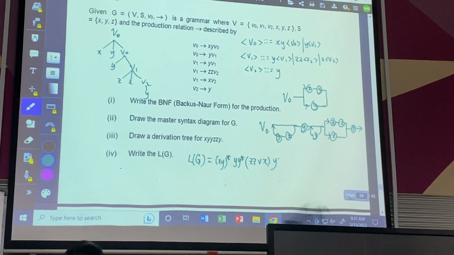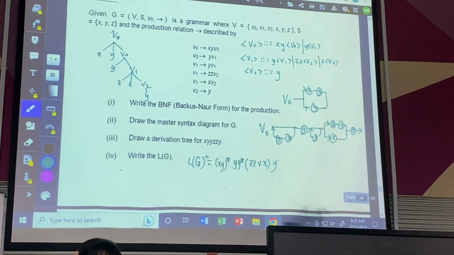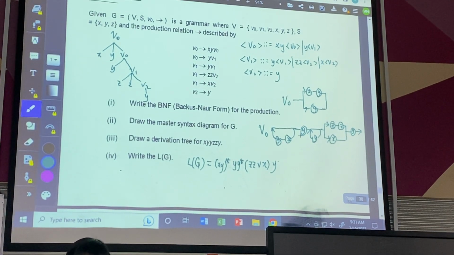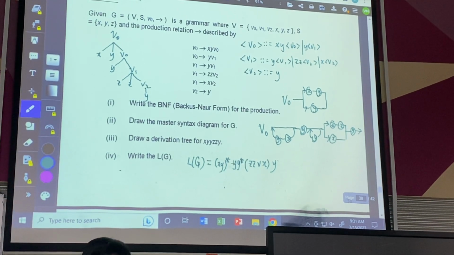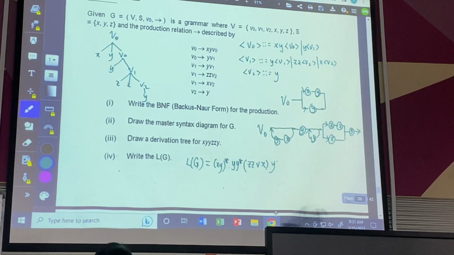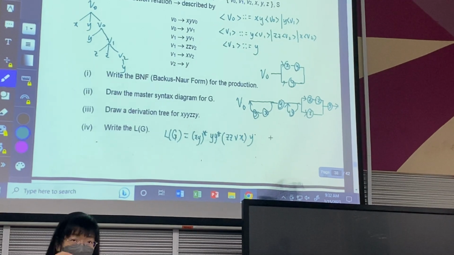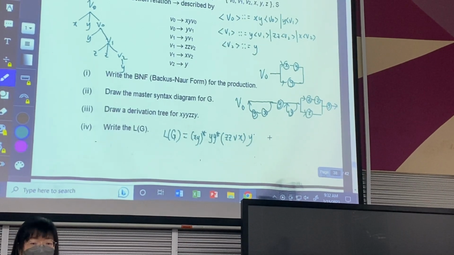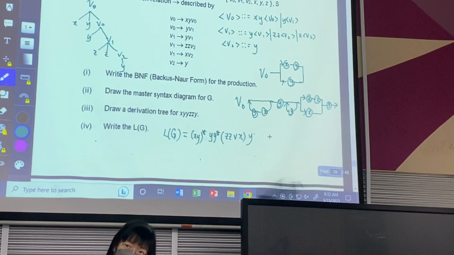Okay, so this is a loop. XY is a loop, that's why you put a bracket asterisk. And then the Y, you must have one Y on the line. So here you have one Y. And this is the loop for Y, that's why you put Y asterisk. And then this is the alternative, ZZ or X. Then put the whole thing in a bracket, ZZ or X. And then the last one is Y. Okay?